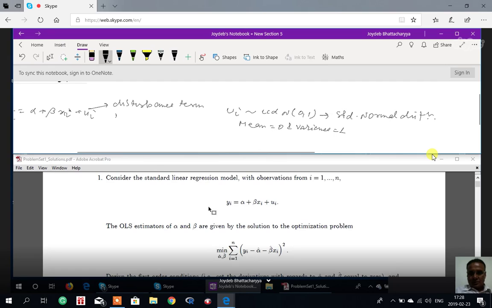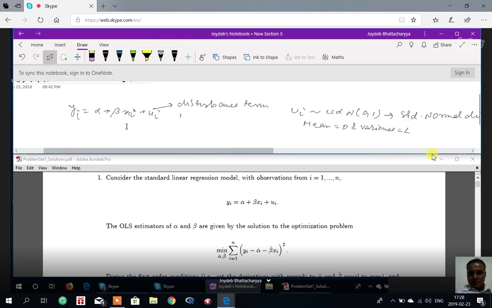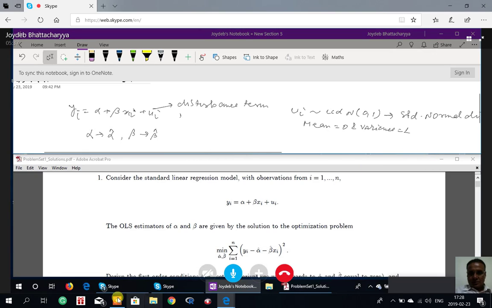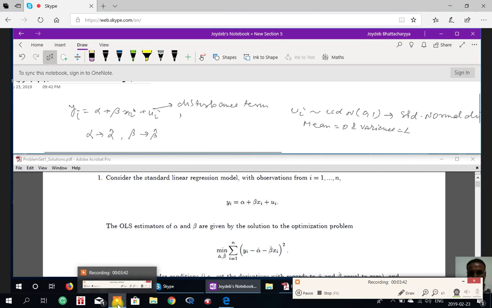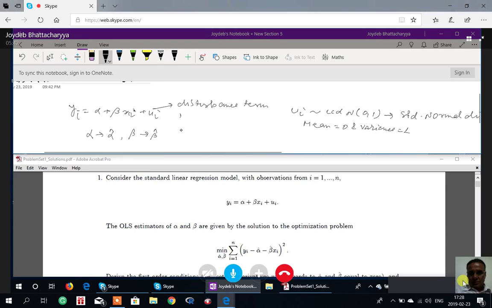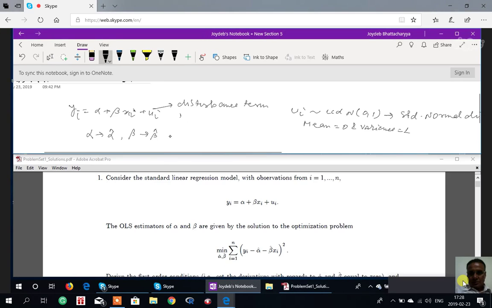Now our objective, the OLS estimator, we need to estimate this. We have to find from the observations in the data set, if we apply ordinary least square, the estimate of alpha as alpha hat and the estimate of beta as beta hat. Just one second, let me check if it's recording. Yeah, it's recording. So now this is obtained by using OLS, ordinary least square. The full form is ordinary least square.